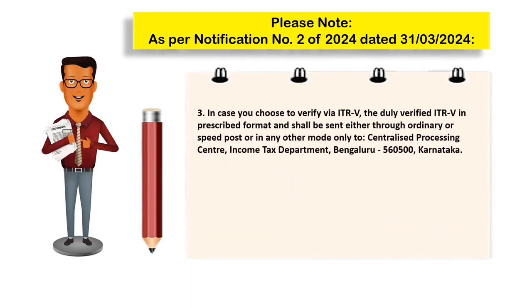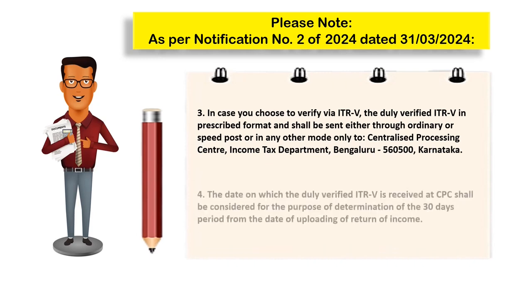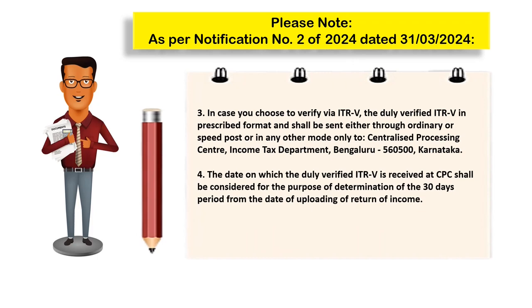In case you choose to verify via ITR-V, the duly verified ITR-V in prescribed format shall be sent either through ordinary or speed post or in any other mode only to Centralized Processing Center, Income Tax Department, Bangalore. The date on which the duly verified ITR-V is received at CPC shall be considered for the purpose of determination of the 30 days period from the date of uploading of return of income.